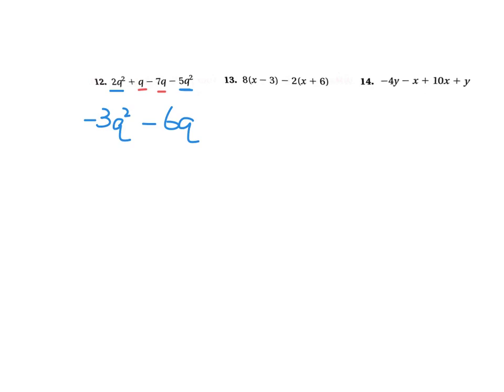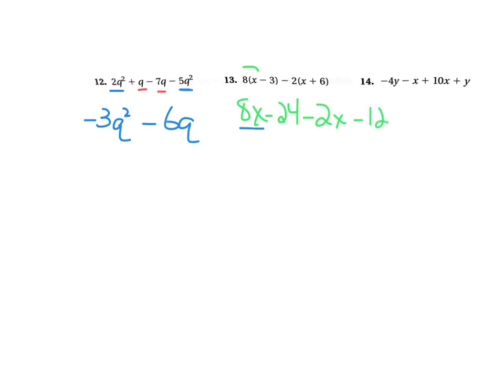And there's that one. The next one has distributive again. So I'm going to distribute the 8 through there. It'd be 8 times x minus 8 times 3. And again, there's a negative 2 here in front of us. So I'm going to actually distribute a negative 2. Negative 2 times x is a minus 2x. Negative 2 times 6 is a minus 12.